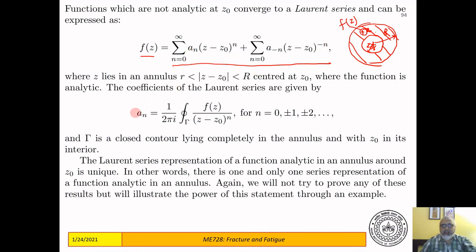The coefficients of the Laurent series are given by this contour integral over gamma, where gamma is any contour that lies completely within the annular region. So any contour lying in the annular region can be used to evaluate these a_n, and then this series is guaranteed to converge to the value of the function at any point z inside this annular region. These are statements that we are making without proving them, but they are very, very powerful statements.